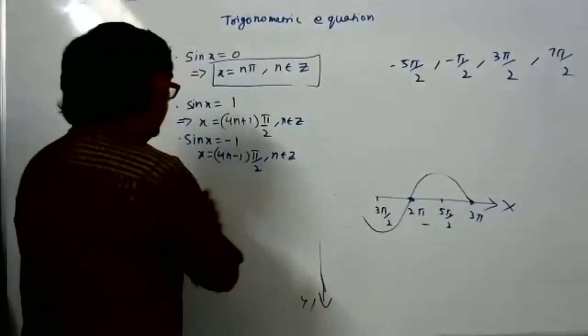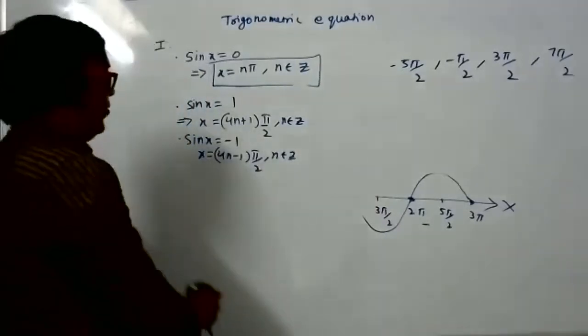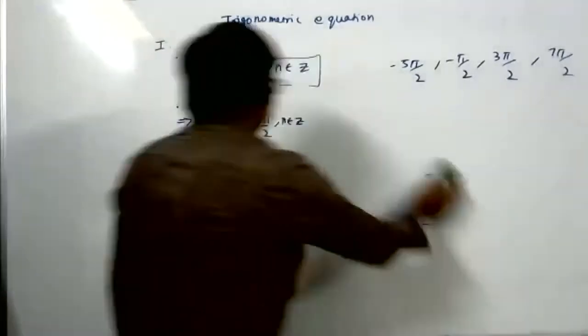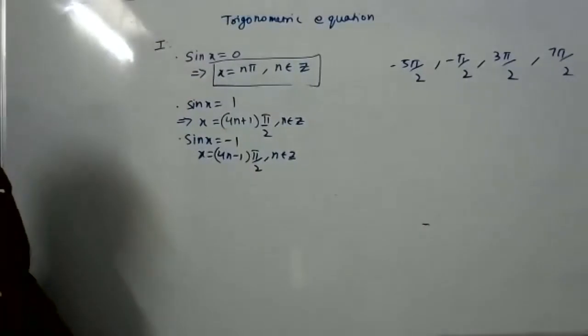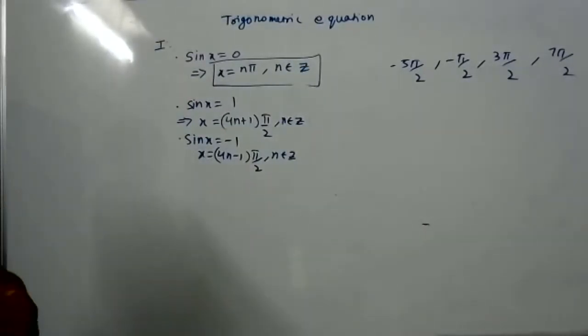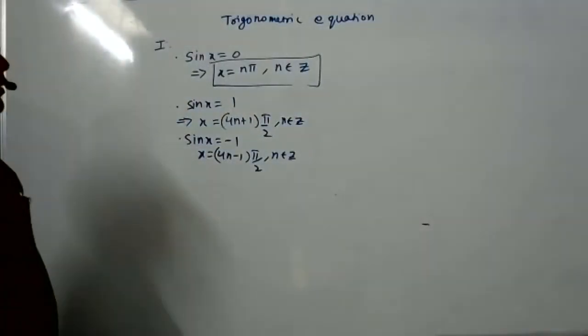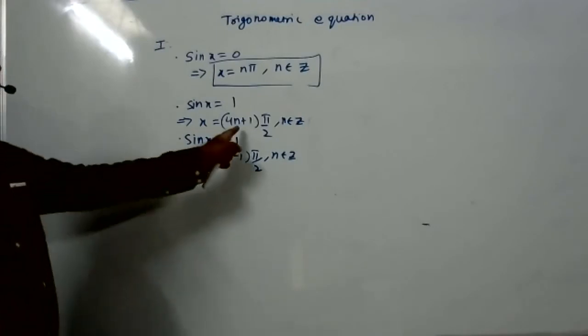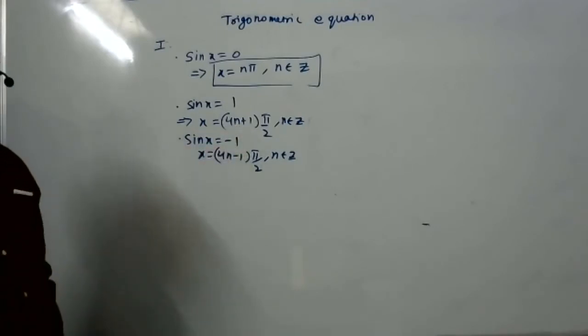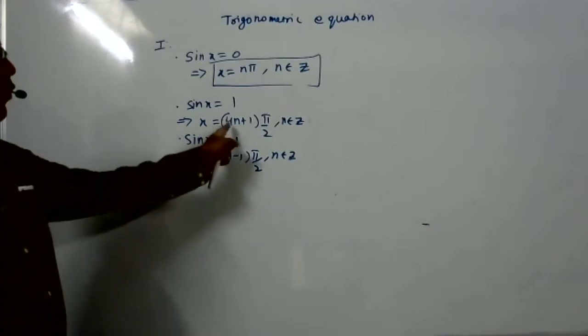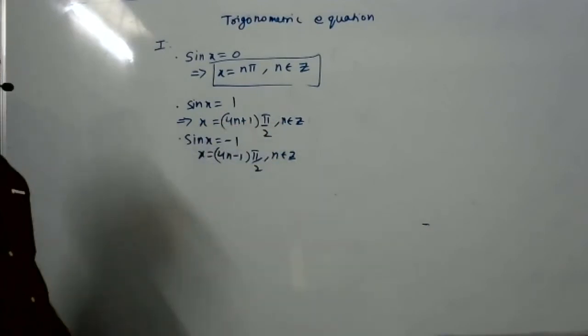Sin x is 1, the answer is 4n plus 1 pi by 2. Sin x is minus 1, the answer is 4n minus 1 pi by 2. Write it down, and you can ask something if you want. But this formula you have to learn by heart. In general, we have to consider all the angles. So that's why 4n plus 1 pi by 2, n is an integer.